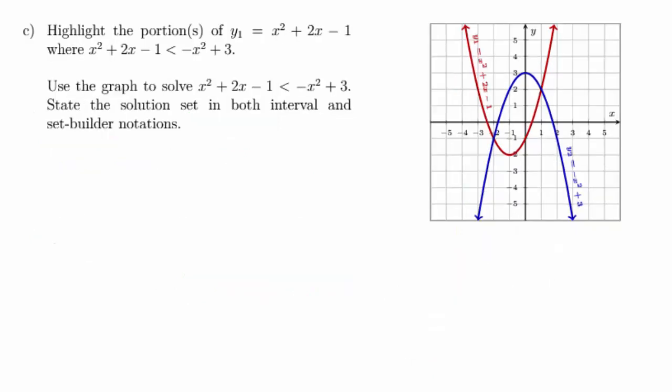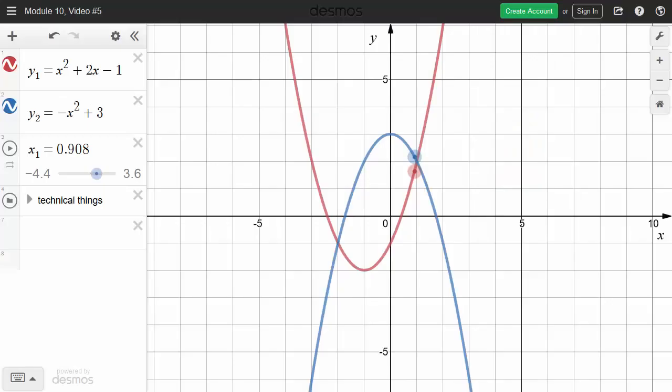We're now going to use these same graphs to solve x squared plus 2x minus 1 less than negative x squared plus 3. Let's take a moment to look again at our interactive graph. To determine where x squared plus 2x minus 1 is less than negative x squared plus 3, we're going to look where that red curve is lower than the blue curve.